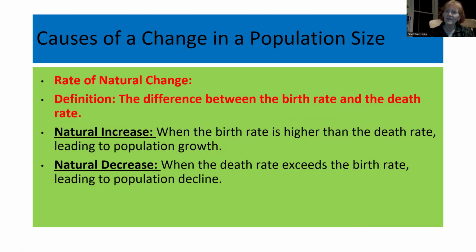Okay, that's something called the rate of natural change. So what is that? That's the difference between the birth rate and the death rate. So X amount of people are born in a year, X amount of people die in a year. The difference between the two is your rate of natural change. Natural increase is when the birth rate is higher than the death rate, leading to population growth. A natural decrease is when the death rate exceeds the birth rate, leading to population decline.